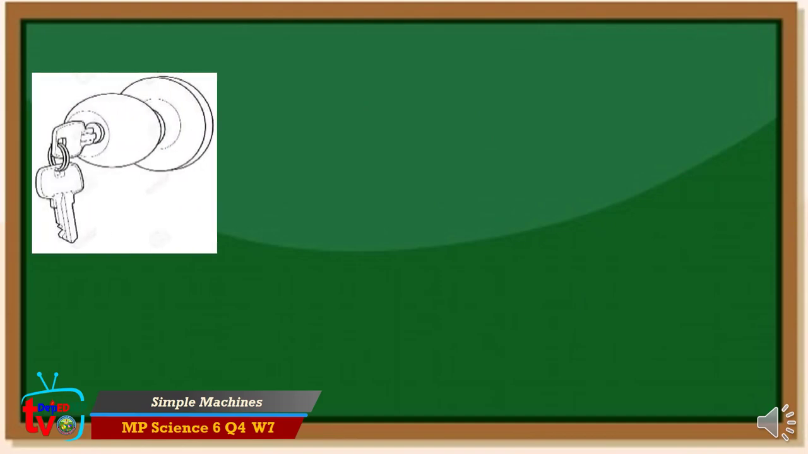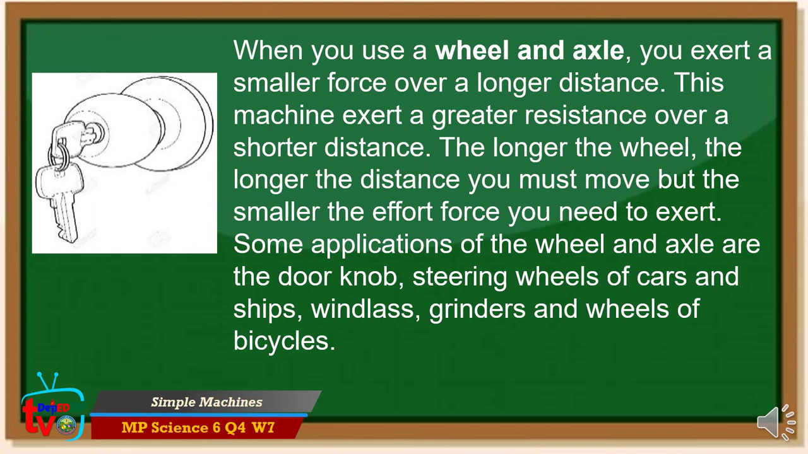The next is a wheel and axle. When you use a wheel and axle, you exert a smaller force over a longer distance. This machine exerts a greater resistance over a shorter distance. The longer the wheel, the longer the distance you must move, but the smaller the effort force you need to exert. Some applications of the wheel and axle are the doorknob, steering wheels of cars and ships, windlass, grinders, and wheels of bicycles.